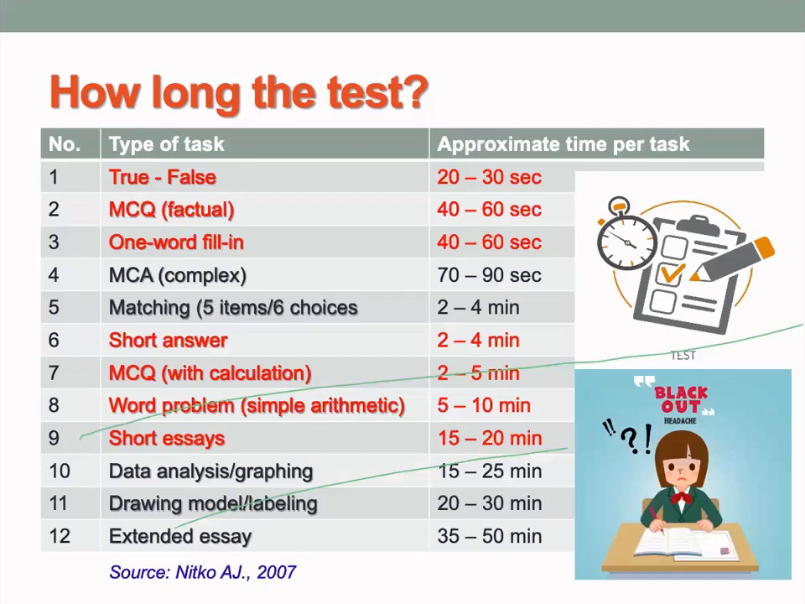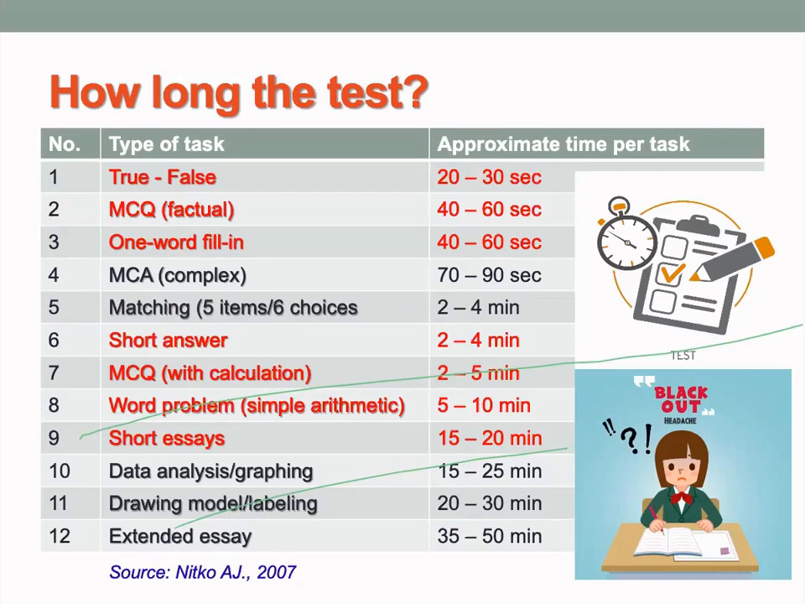As a guide, look at this table, because this DITCO has already made a survey or research, for example. They listed about 12 types of test tasks. Starting from the true false test, they say a student can normally take approximately 20 to 30 seconds to answer one true false question. If MCQ factual, it can be up to 60 seconds, up to 1 minute.